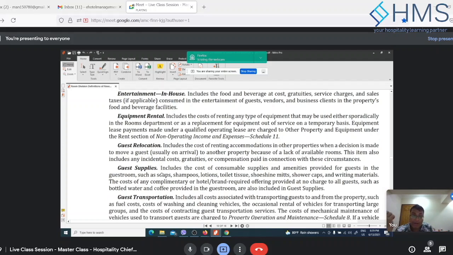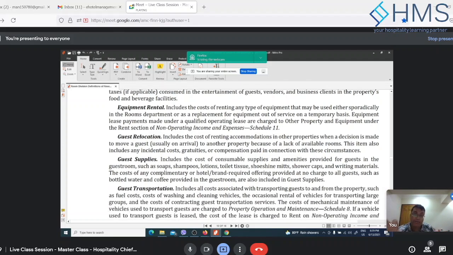Then you have guest supplies, which is consumed by the guest. So here you will be putting in all your shampoos, lotions, toiletries, sunshine, shower cap, which is actually consumed by the guest, as a part of complimentary services and gifts. It's usually consumed by the guest as a part of your amenities, right? As a part of your standard benefits, brand requiring.